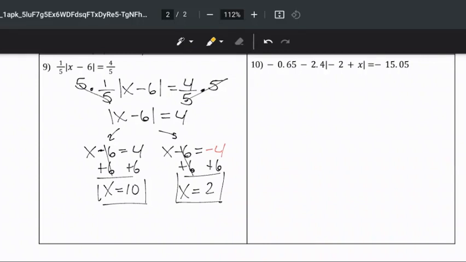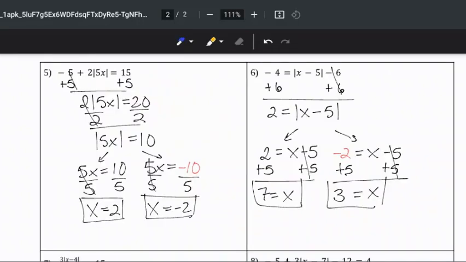Okay. Go ahead, take a few moments to pause and try the 3 problems we did not do on this side, and then come back and check your answers. Okay, see you in a few. Okay, let's go ahead and check out the answers. So for problem number 5, our answers are x equals 2 and x equals negative 2. Again, the common mistake that we see is people forgetting to switch that second answer to a negative, so making that negative 10.